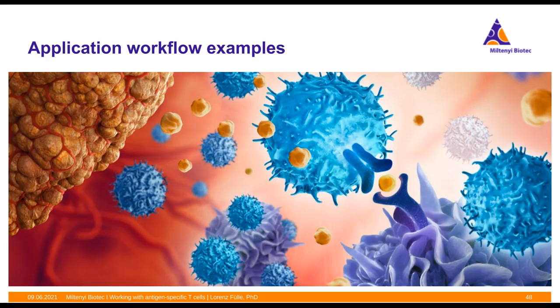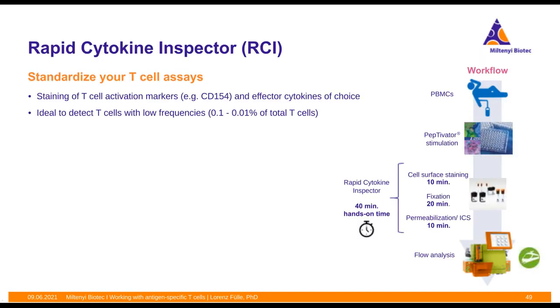Okay, let's now come to some application workflow examples in the last part for today. So I would like to start with the rapid cytokine inspector, which will help you to simultaneously stain T-cell activation markers such as CD154, as well as various effector cytokines, actually ideal to detect cells with a relatively low frequency of, let's say, 0.1 to 0.01% of the total T cells. So here on the right side, you can see a typical application workflow.